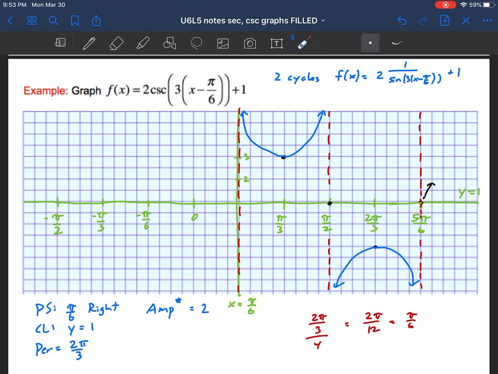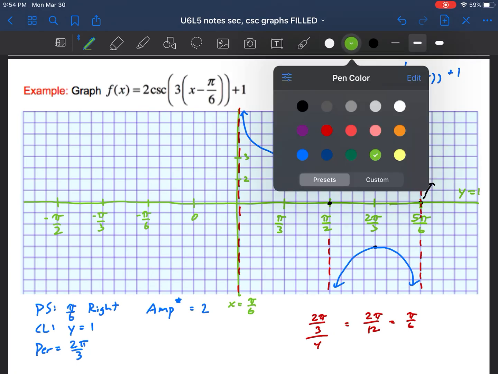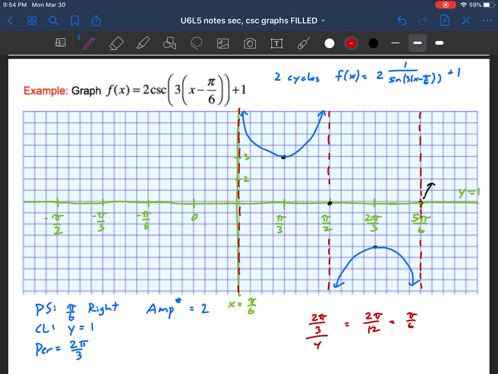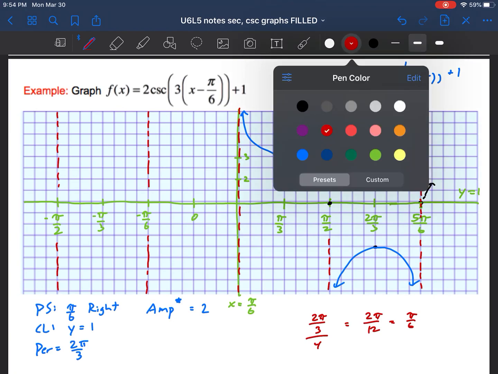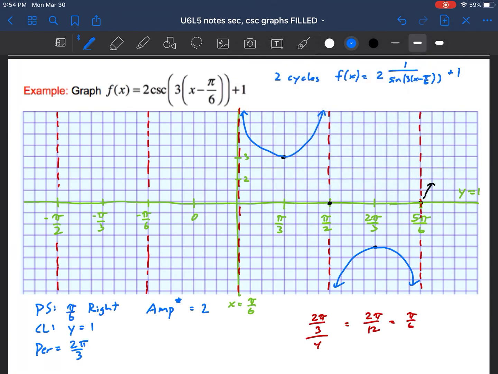Great. So let's put these asymptotes in here. So there's going to be one here. There's going to be one halfway between those two asymptotes here. And then I can use the periodic nature. So this point here, well, that's going to be repeated over there. And this point down here, that's going to be repeated over here.